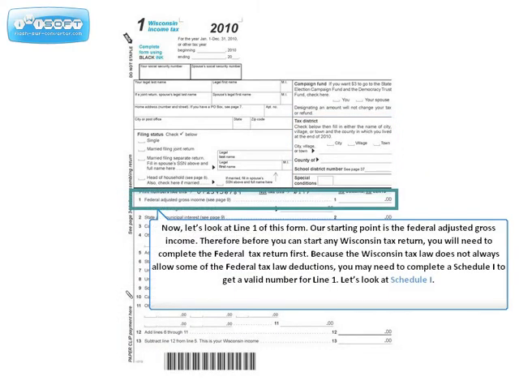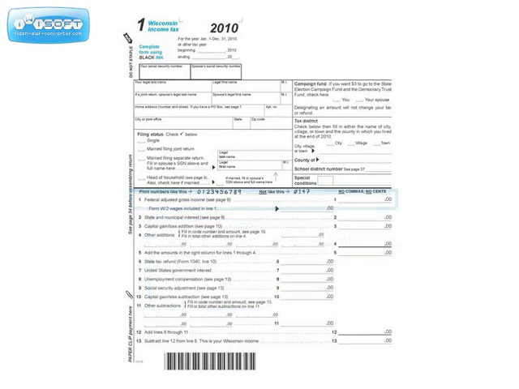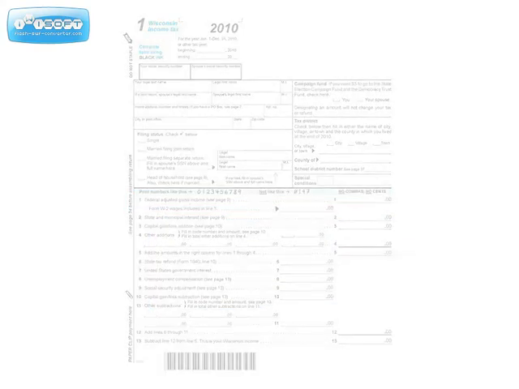Now let's look at line 1 of this form. Our starting point is the federal adjusted gross income. Therefore, before you can start any Wisconsin tax return, you will need to complete the federal tax return first. Because Wisconsin tax law does not always allow some of the federal tax law deductions, you may need to complete a Schedule I to get a valid number for line 1. Let's take a look at Schedule I.